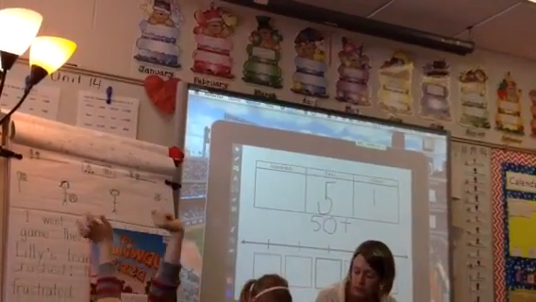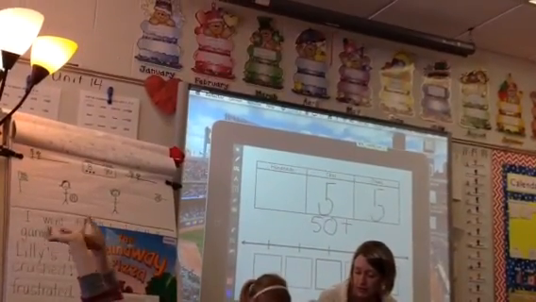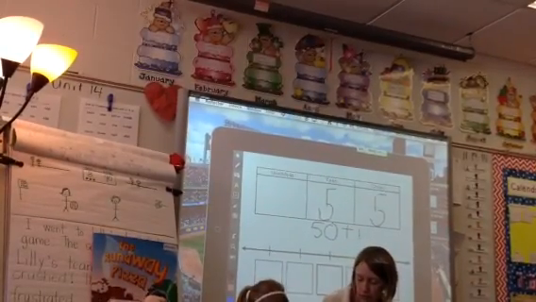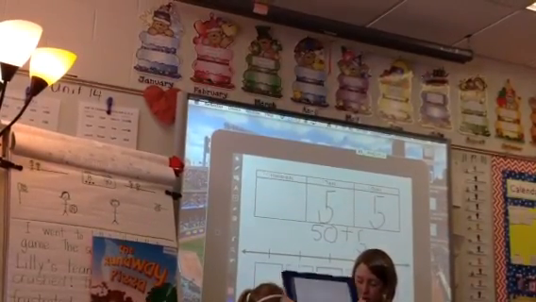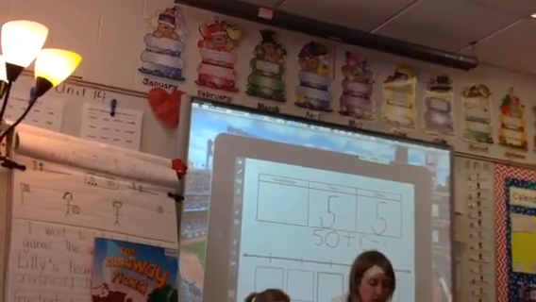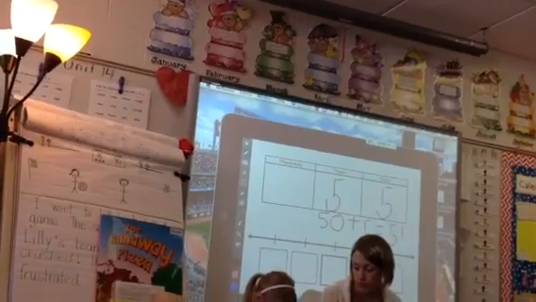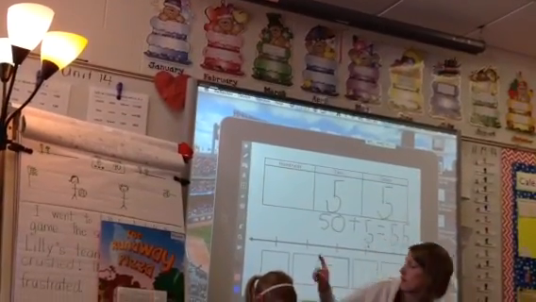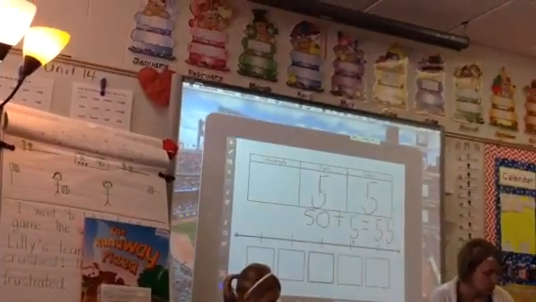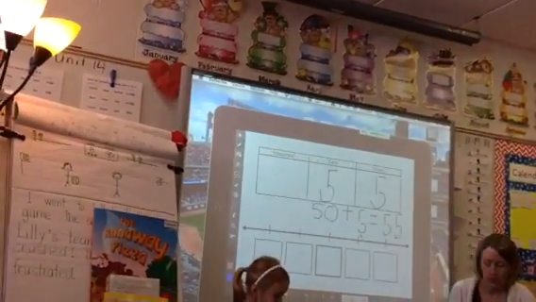So then how many ones do we have? 5. So that would be 50 plus 5 makes the number equals 55. 50 plus 5 equals 55. You can write that on your iPad if you want a little extra challenge.